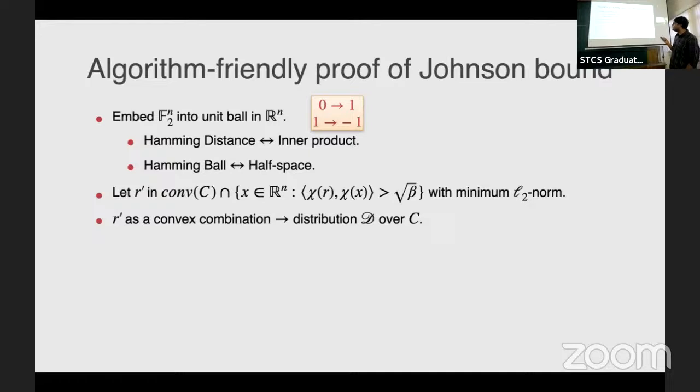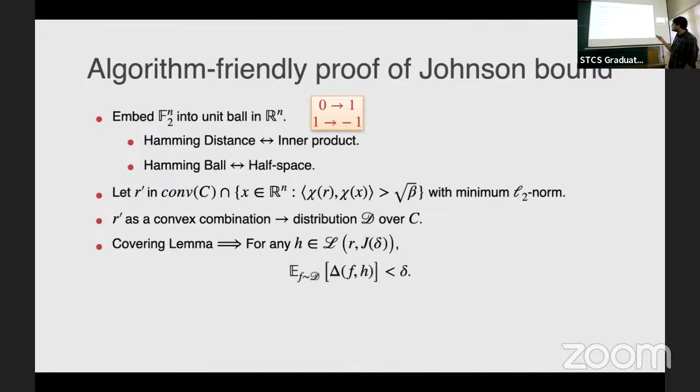This minimum L2 norm R prime can be written as a convex combination of code words because it's in the convex hull. And that can give me some distribution D. What the covering lemma says is that this distribution D must satisfy this kind of property. And why is that? Well, what we do know, maybe this should be G, is the received word, essentially chi of R. Let's say R is the received word.